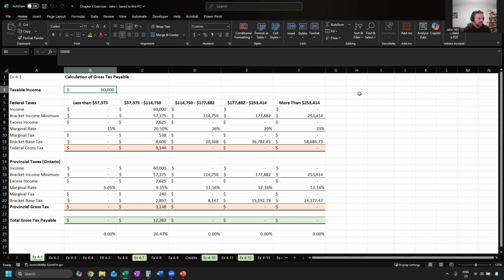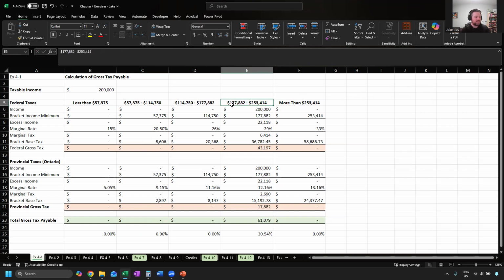Now, if I've constructed this properly, if we want to play around with taxable income, you can see how it moves through the brackets. So let's make our income $200,000. It will now move over to the fourth bracket. This income is within this range. We are $22,000 into this bracket. So our total taxes is $43,000. So our marginal tax rate between the two columns or two tax bases is 41%, but our average tax rate is just over 30%. So that's how this thing works.